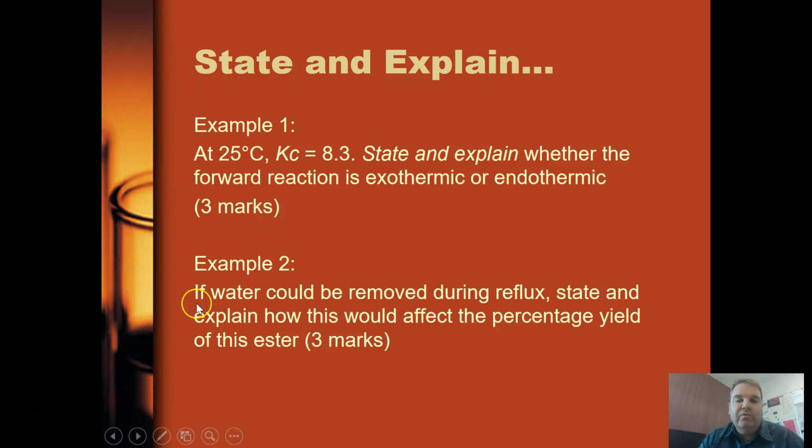In the second one, if water could be removed during reflux, state and explain how this would affect the percentage yield of the ester. So state the percentage yield of the ester would increase, 1 mark. Explain why. The equilibrium would shift to the right according to Le Chatelier's principle to replace the water that is lost and counteract the removal of it. Okay, so that's your explanation, 2 marks. Stating is 1 mark.